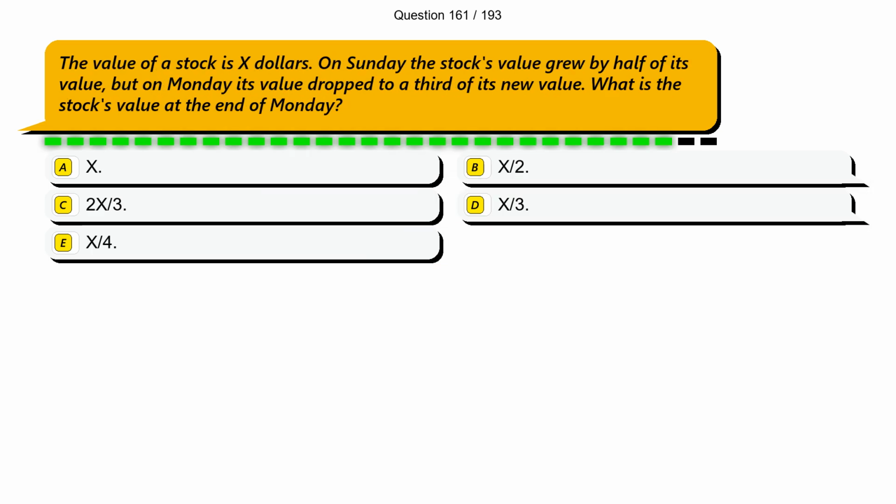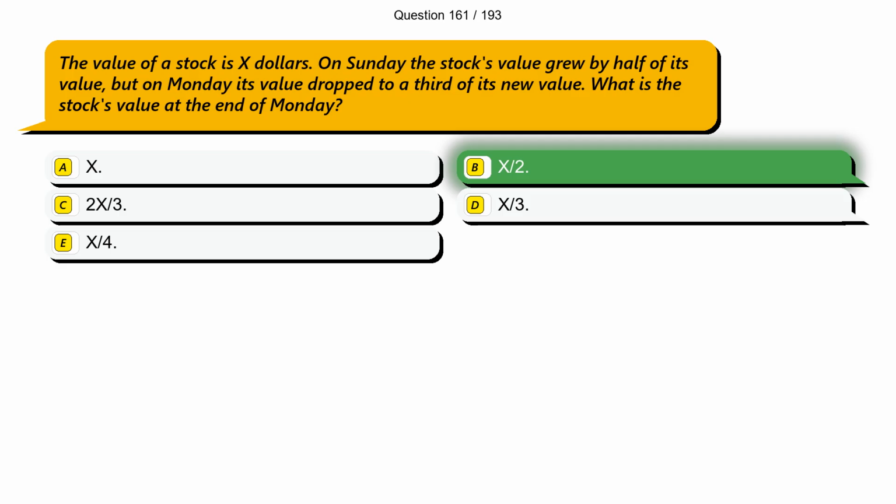Question 161. The value of a stock is x dollars. On Sunday the stock's value grew by half of its value, but on Monday its value dropped to a third of its new value. What is the stock's value at the end of Monday? Option A, x. Option B, x/2. Option C, 2x/3. Option D, x/3. Option E, x/4.